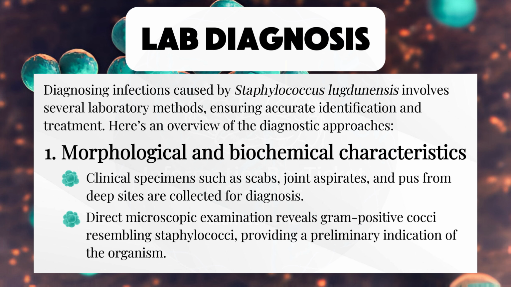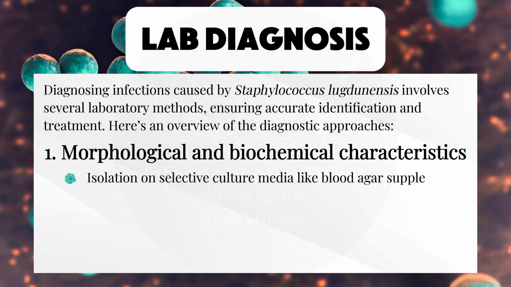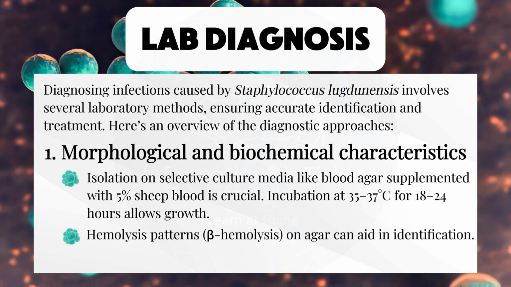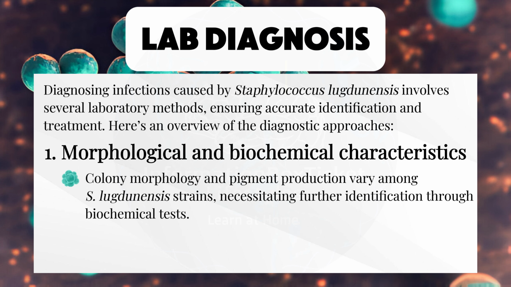Direct microscopic examination reveals gram-positive cocci resembling staphylococci, providing a preliminary indication of the organism. Isolation on culture media like blood agar supplemented with 5% sheep blood is crucial. Incubation at 35-37 degrees Celsius for 18-24 hours allows growth. Hemolysis patterns, beta hemolysis, on agar can aid in identification. Colony morphology and pigment production vary among Staphylococcus lugdunensis strains, necessitating further identification through biochemical tests.